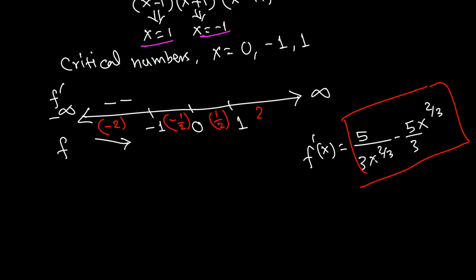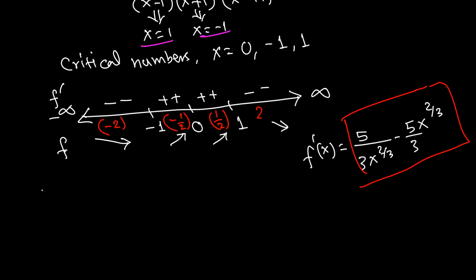Plug in -1/2 for x, just plug in -1/2 here, and work in your calculator, you get plus sign. So the positive number, that means derivative is positive, means the function is increasing. Plug in 1/2 here, you get positive again, so it will be increasing. Plug in 2, you get a negative number, that means function is decreasing.